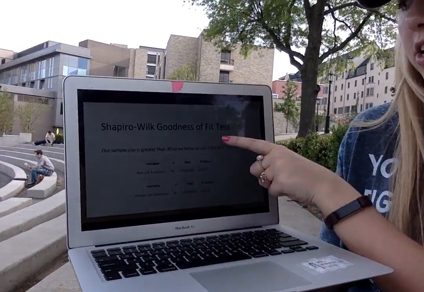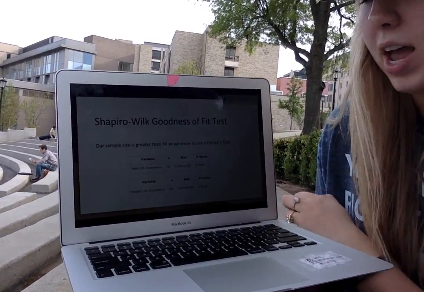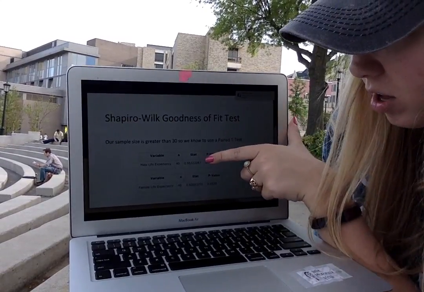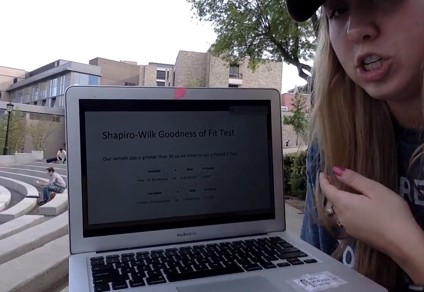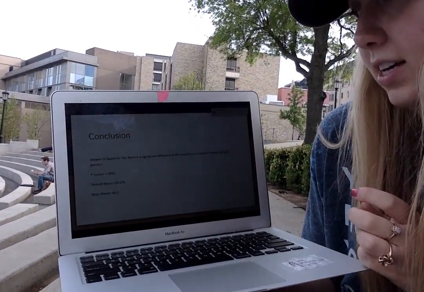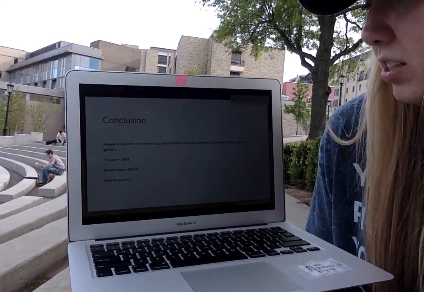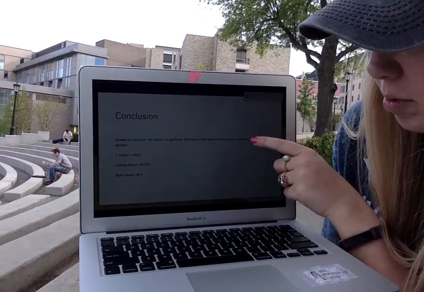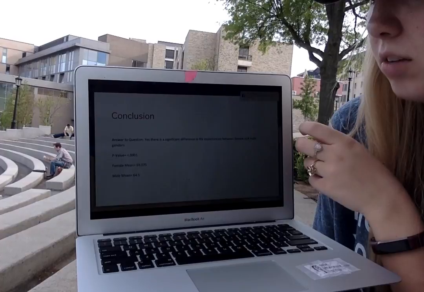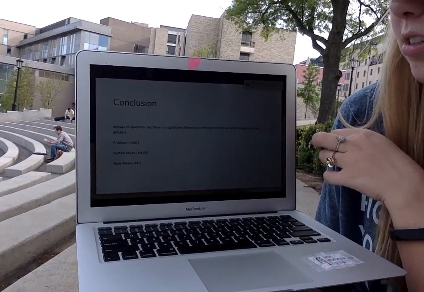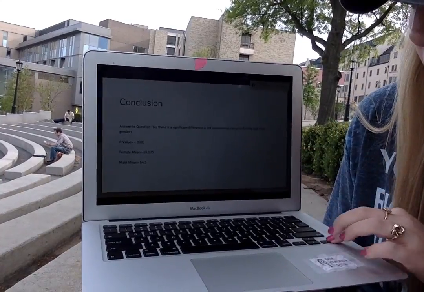We also used the goodness of fit test, and this test is a test of normality, and we found that since we have samples that are greater than 30, we know we should use the paired t-test. So in conclusion, the answer to our research question is yes, there is a significant difference in life expectancies between female and male genders, and we know this because our p-value is less than 0.0001. Our female mean is 69.075, and the male mean is 64.5.